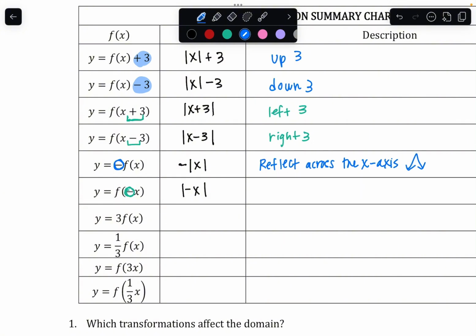It's reflecting vertically. Whereas if you put a negative inside the bars, we talked about how those bars, after you put the bars on a number, you're taking the positive anyway. And so this negative really doesn't have an effect, but it's actually reflecting across the y-axis.